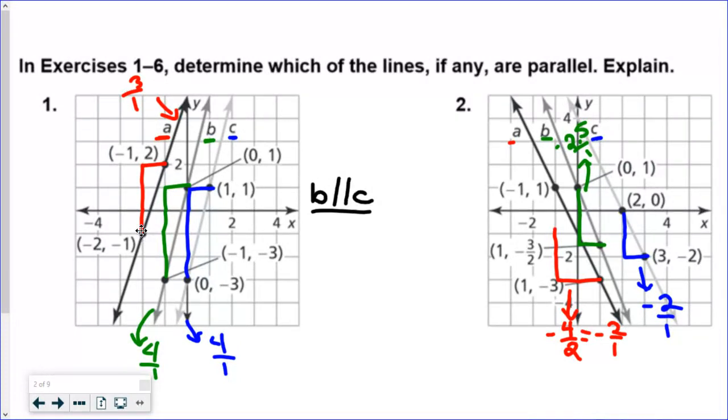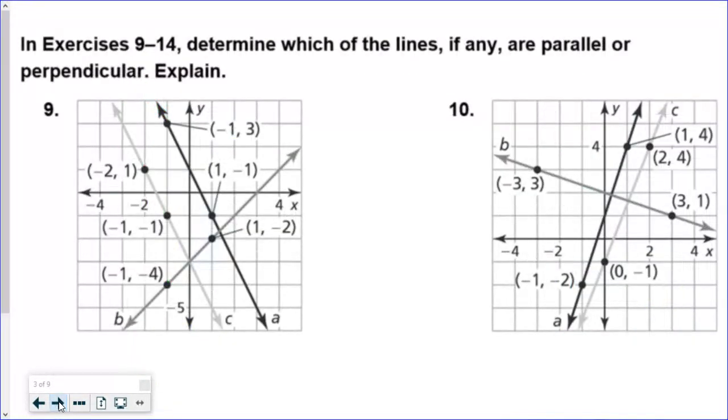So which two reduce down to the same? The blue and the red are both -2/1. So A is parallel to C because the blue and the red are representative. Okay, you're looking for the same slopes. You just count it. Okay, are any parallel or perpendicular? So we'll start with A. Here's A.